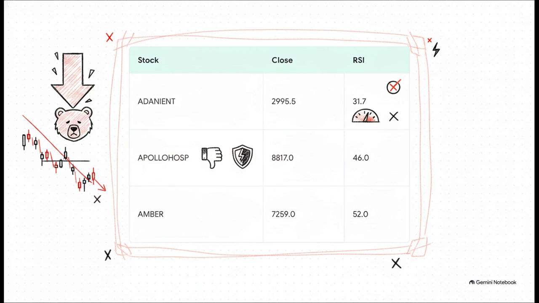Stocks like AD&EN rallied up toward their midband but aggressively rejected it, closing down at 2995.5. Now, what's crucial to note here are the RSI levels accompanying these rejections. AD&EN is sitting at a very weak 31.7 RSI. Apollo Hosp and Amber are also failing right at resistance, generating maximum strength level 5 bearish signals in the system. Make no mistake, the algorithms are clearly flagging these as structural failures.